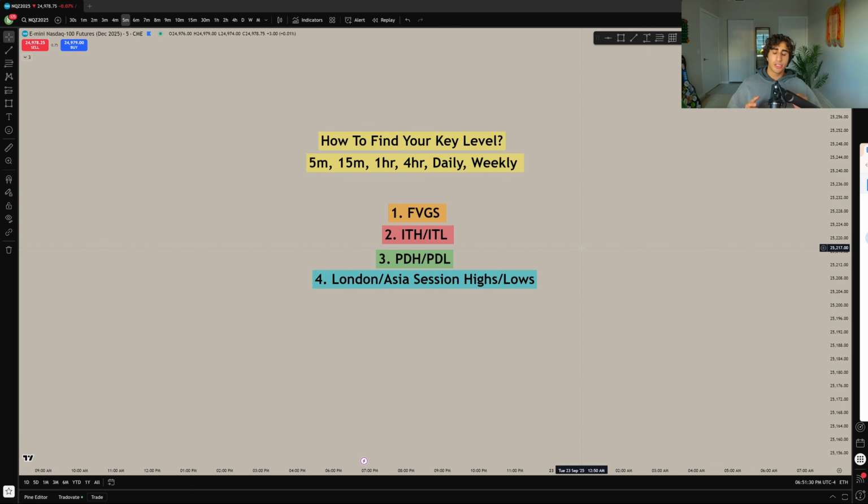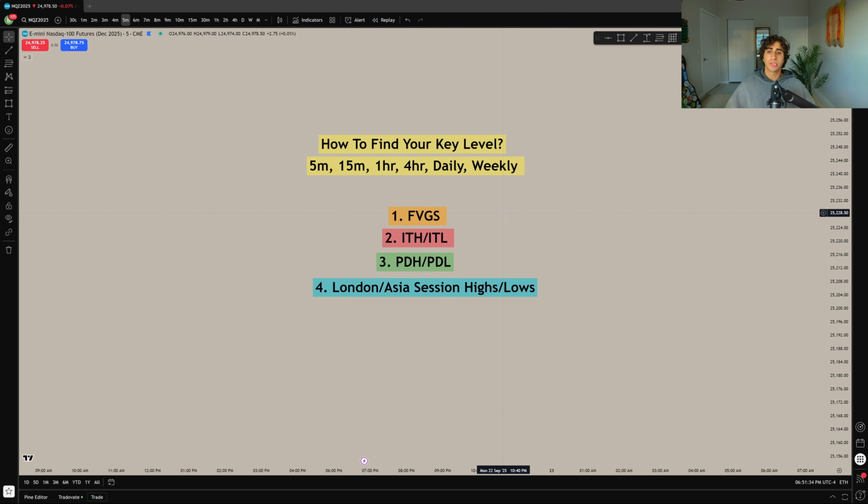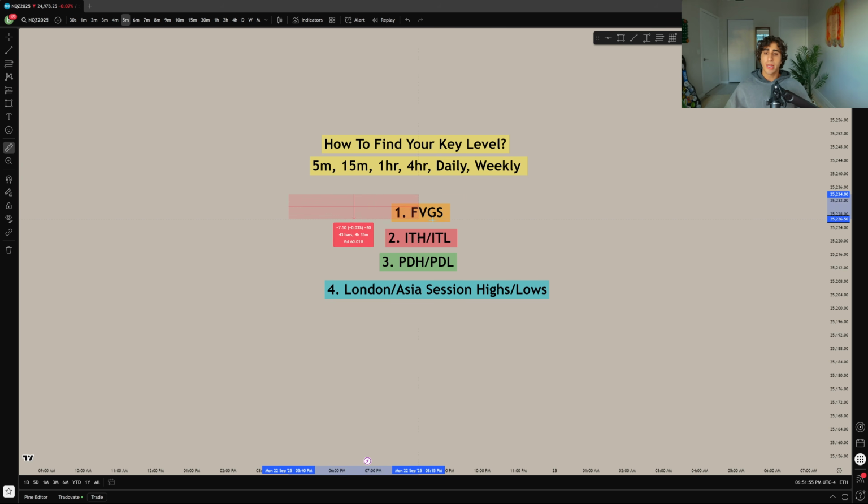All right, so how do you actually find your key level? You want to be looking at the 5-minute time frame and higher. So the 5-minute, the 15-minute, the hourly, the 4-hour, the daily, the weekly, right? And you're going to want to be looking at these time frames for all of these key levels. So for fair value gaps, at minimum, I need to see price rejecting or bouncing off this key level on a 5-minute fair value gap at minimum, right? We can also use a 15-minute, hourly, 4-hour. Also, this is not in any specific order.